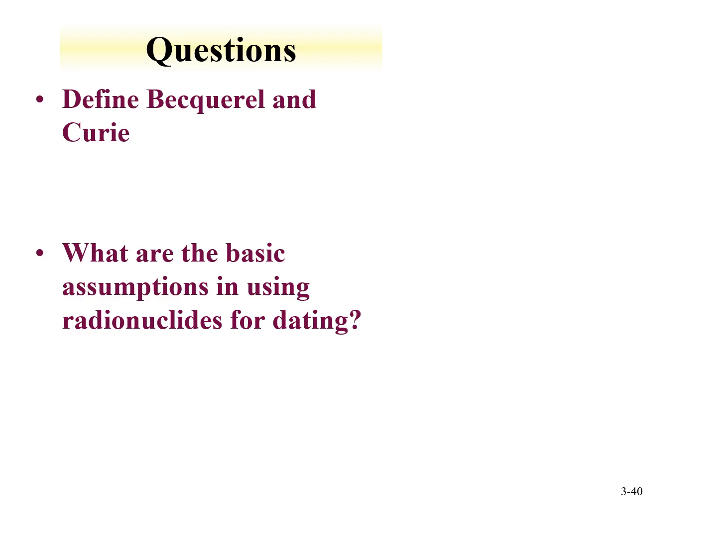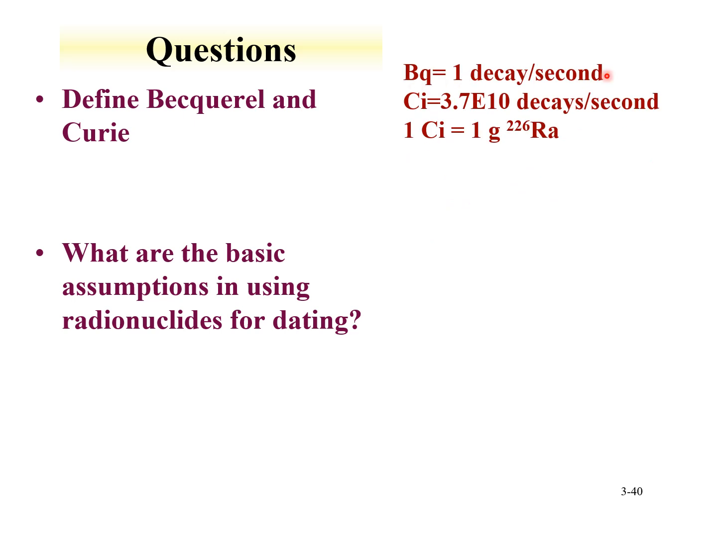We can also define the Curie and Becquerel. A Becquerel is 1 decay per second. A Curie is 3.7 times 10 to the 10th decays per second, where we saw that the definition of the Curie is based upon the activity of 1 gram of radium-226.